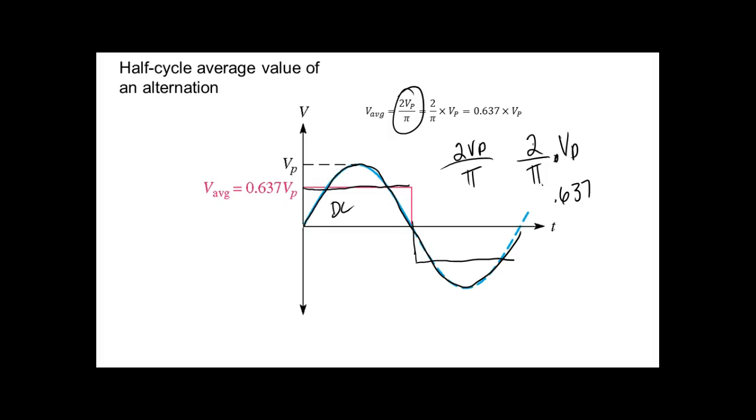Everybody else, so what's the average value of an alternation? 63.7, 2 V peak over pi. Y'all understand that? Yes or no? That's what I remember. And that just flows off your tongue, and that way you don't have to remember 0.637. And later on, when we start adding to that or subtracting from that, y'all understand that?